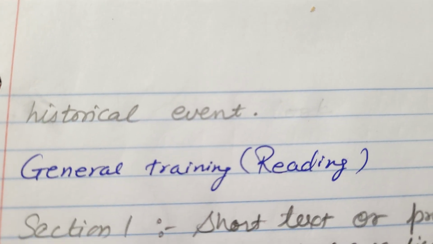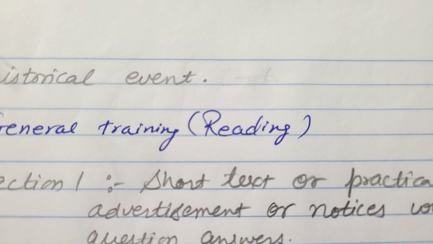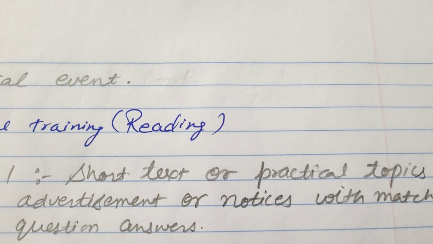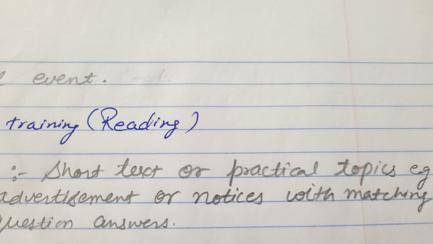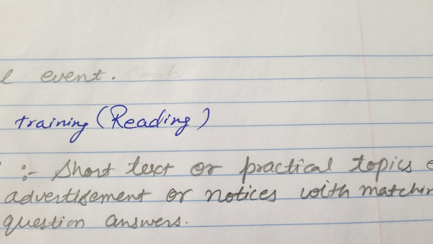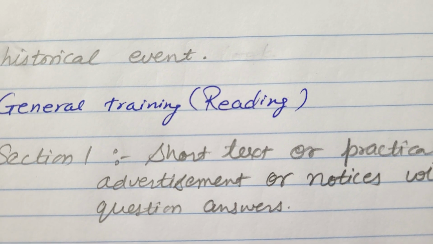General training for reading. Section 1, which means part 1 or passage 1, should be short texts or practical topics here, such as advertisements or notices with matching questions. So this is the type for general training students.